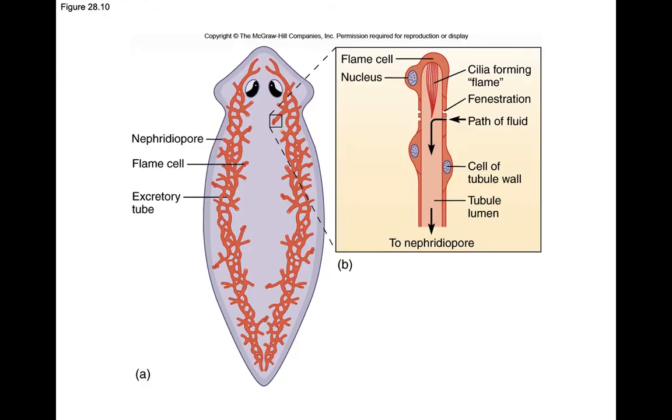So here we have a free-living flatworm, and they've got these flame cells you can see sort of blown up in the drawing on the right. And these flame cells will help expel water from their bodies.